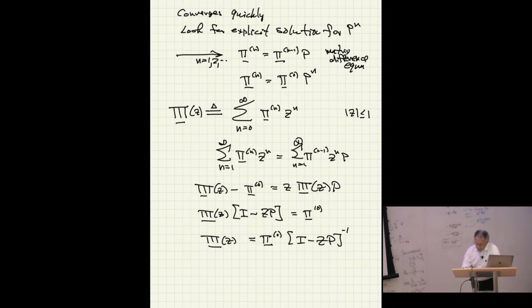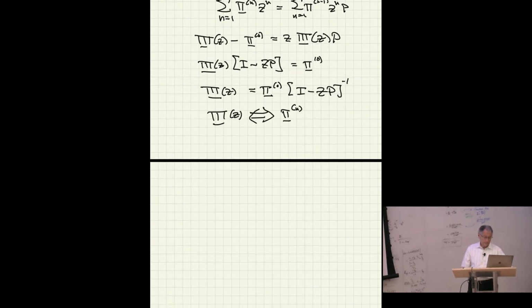Now we also know something else, that pi of z, this z transform I have, has as its inverse what function? What is the inverse of the pi of z? We look at what's the definition here. What's the inverse here? It's pi super n, right? So we know that. And we also know that pi super n is equal to pi super 0 P to the n.